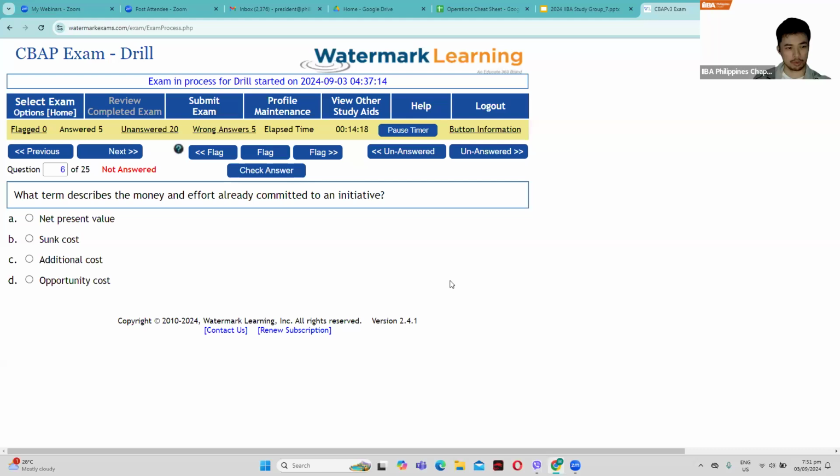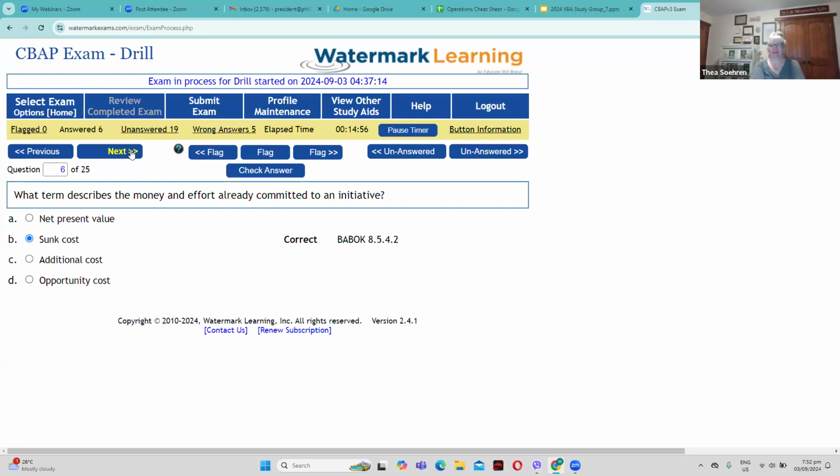So number 6, what term describes the money and effort already committed to an initiative? A, net present value. B, sunk cost. C, additional cost. D, opportunity cost. Already committed. This is a term that the BABOK loves. All right, thank you, Michelle. Sunk cost. There you go. Good job. All right, that's our first correct.